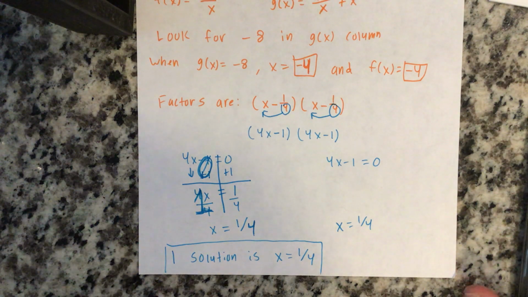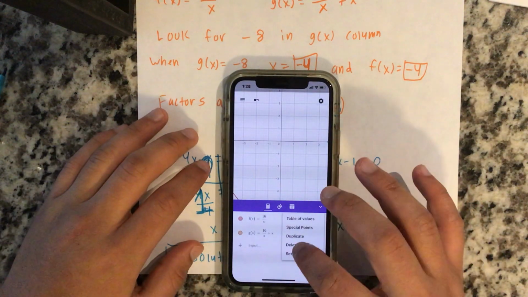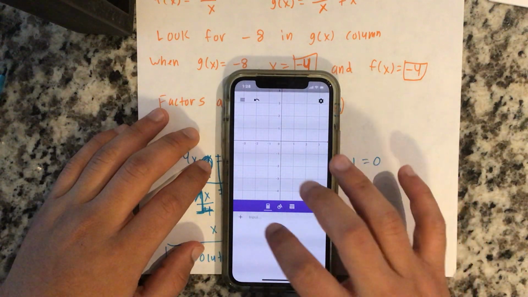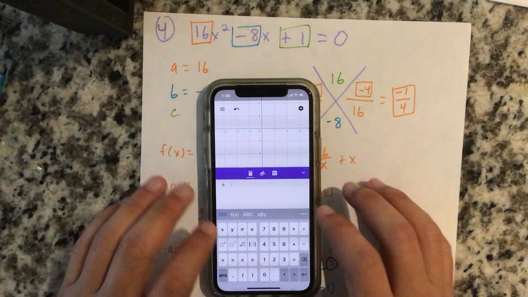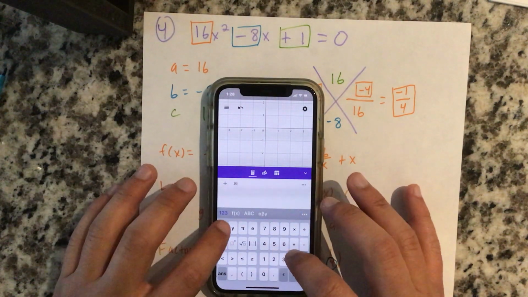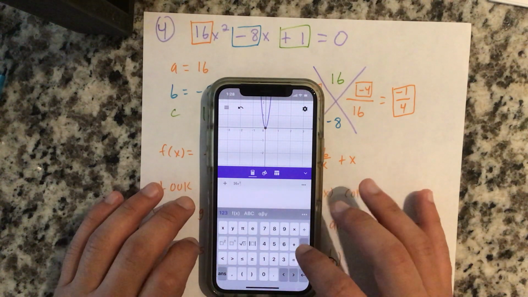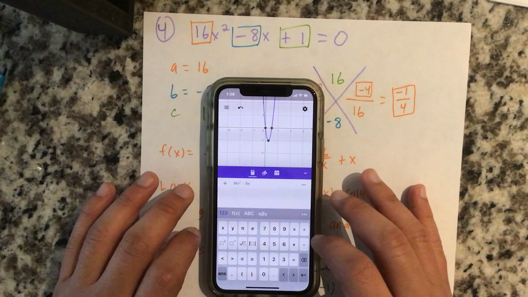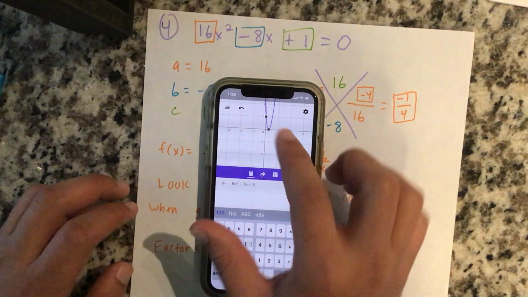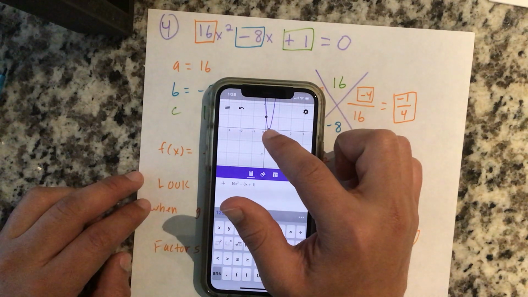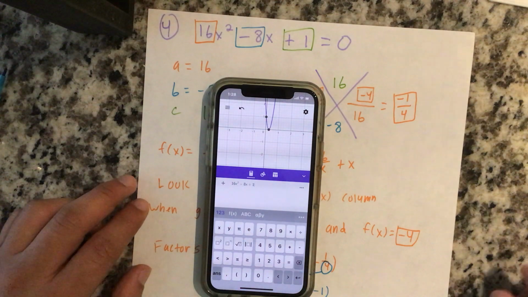Okay, and let me show you how you can double check that. So if you were to go to your calculator, which you have, okay, if I was to type in this equation, right? If I was to type in 16x squared, what is it, minus 8x plus 1. Look at that. Did y'all see that? It only touches the x-axis one time. So I have one solution, okay?